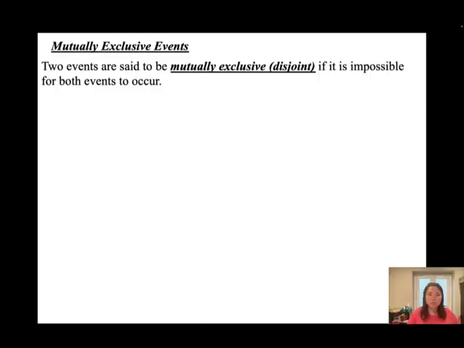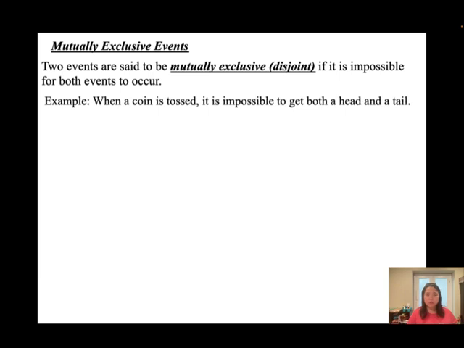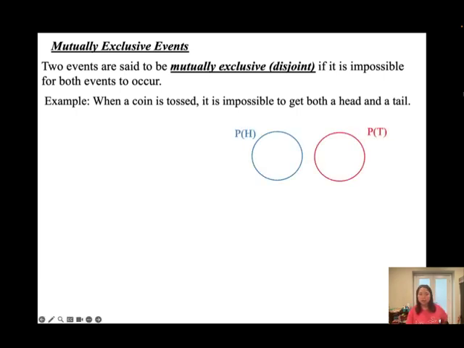Okay, mutually exclusive events. Two events are said to be mutually exclusive, or you could say disjoint, if it is impossible for both events to occur. For example, when a coin is tossed, it is impossible to get both a head and a tail. When you flip the coin, you get either head or tail, but you can't get both. So we call this a mutually exclusive event. The picture looks like this: we have the probability of heads here and the probability of tails here. Then we say this is disjoint, and this is the diagram to represent mutually exclusive events.